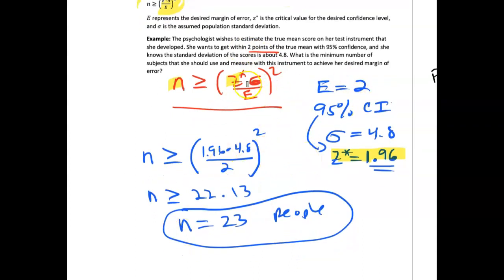You plug everything into the formula once you're given those values, and then you get an estimate. And most of the time it is going to be a decimal, so the number of people you need to include is always going to be rounded up, even though this is closer to 22. 22 people is not enough. I need 23 people to be able to get that margin of error, because 22 would be less than this. So that's why we round up in this case.